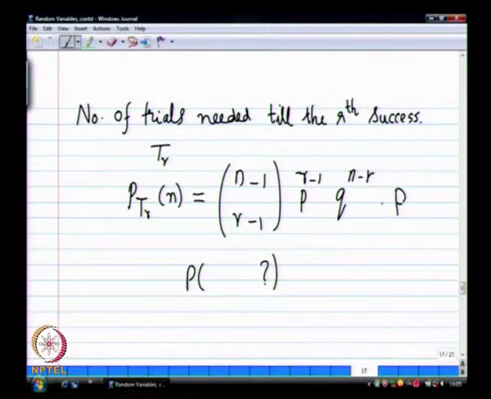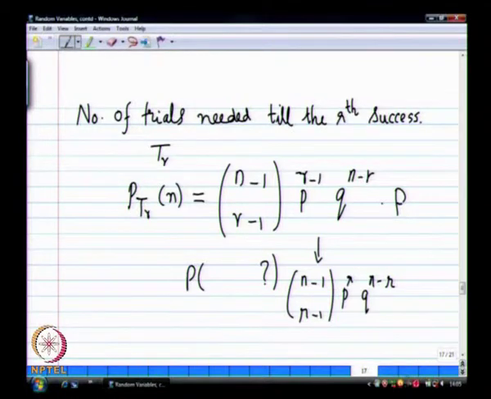So it should be p to the power r. This is basically p power r. If you want to rewrite this, that's what it turns into. So that way we have r minus 1 successes in the previous n minus 1 trials. Okay, so this was one clarification.